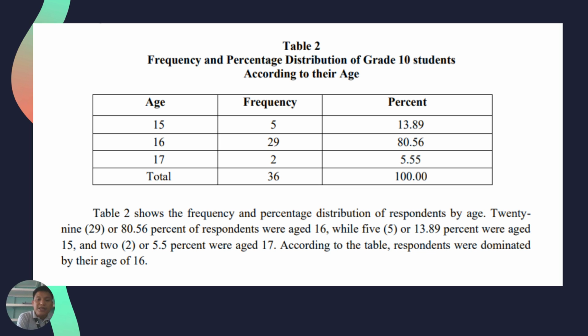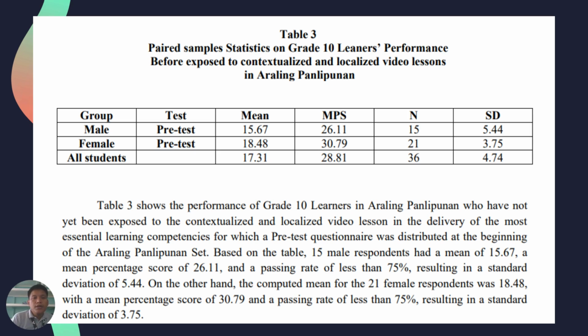So here, based on the table, respondents were dominated by their age of 16. Mas marami yung mga may edad ng 16. Another example is I have here, since we are using the t-test mean difference, so pwede dito, statistical treatment ang ginamit namin. So pwede nyo checkan. I repeat, I will send the copy of the Imrad format in your GC.